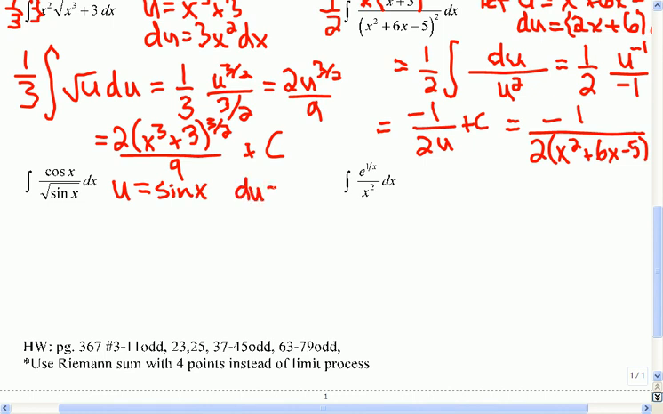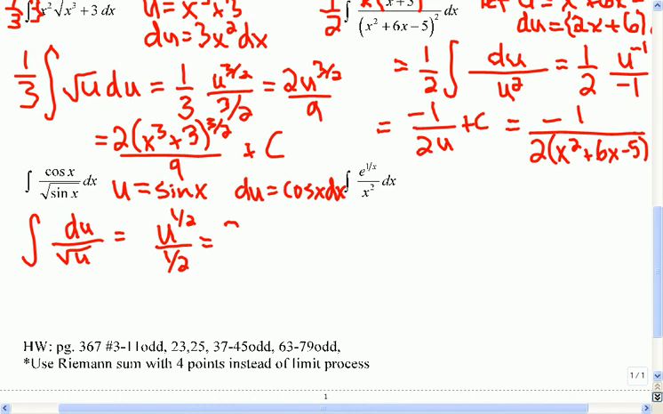So that means my differential would be cos x dx. And lucky for me, that is actually ready to go. So this will be du over root u. And if I use the power rule backwards, that's going to be u to the 1/2 over 1/2. So that'll be 2 root u, or 2 root sine x plus a constant.